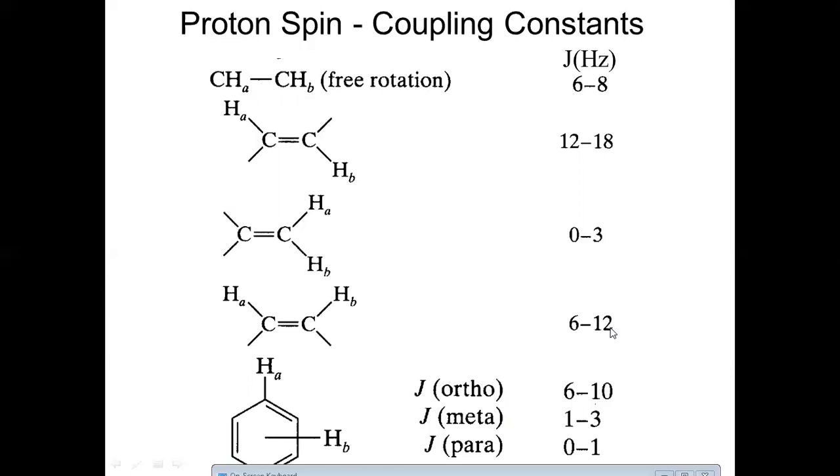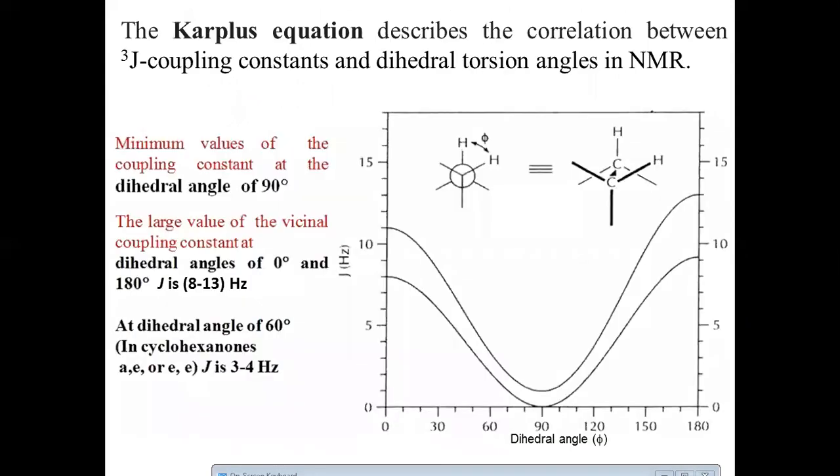When you talk about cis, it is 6 to 12, and trans is 12 to 18. And when you talk about an aromatic group, you have three possible positions: either ortho coupling, meta coupling, or para coupling. Ortho coupling is quite significant, 6 to 10. Meta is 1 to 3, and para is a highly insignificant value.